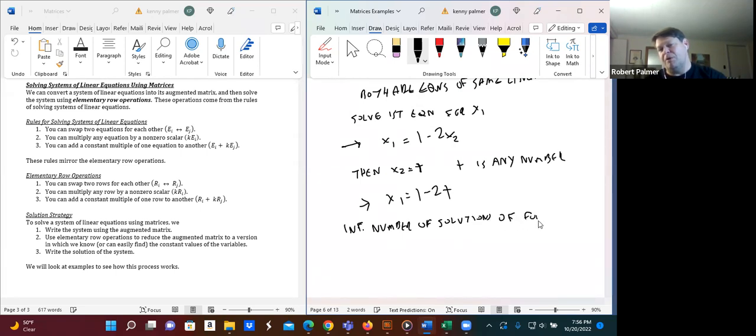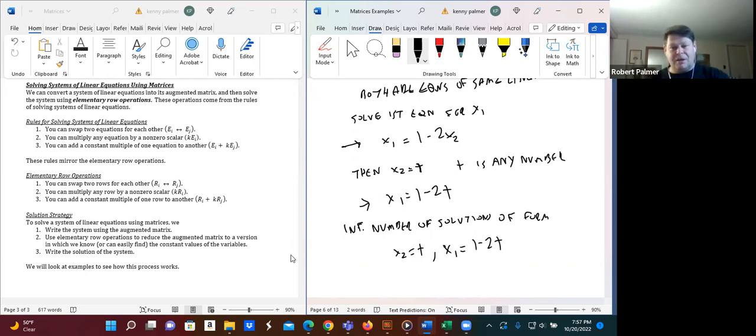Solutions of the form x2 is equal to t, and then x1 is equal to 1 minus 2t. Okay, you pick any t you want. As long as you pick any value you want for x2 and plug that in for x1, that'll be a solution to that system. They're all points on the same line.